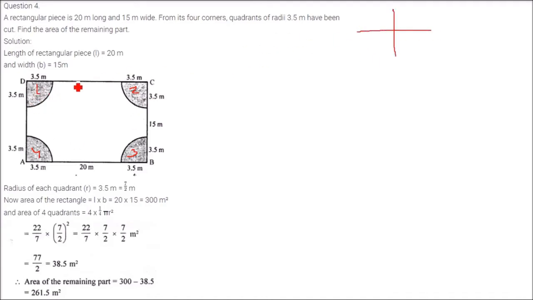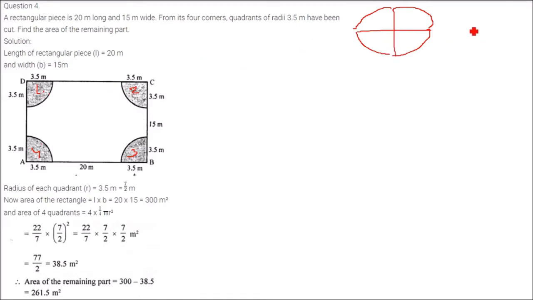if I just take all these quadrants, the first one will come here, the second one I'm taking will come here, the third one will come here, and the fourth one will come here. So essentially these four will make a circle. So we have to find the area of this, and we already have the area of the circle. So we just have to find out the remaining part.